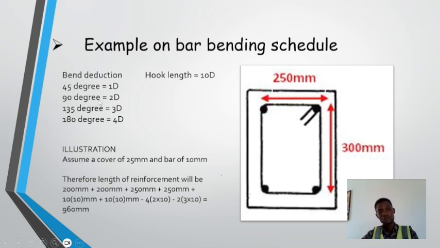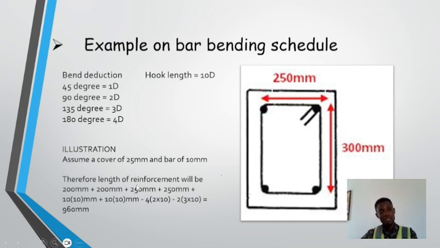Bend deduction. Whenever you are bending a reinforcement, a reinforcement is just a straight metallic object like this, right? When you want to bend it, the part you are bending is going to shrink. That is why you are able to bend, because the reinforcement is ductile. You understand? The part you are bending is going to shrink.